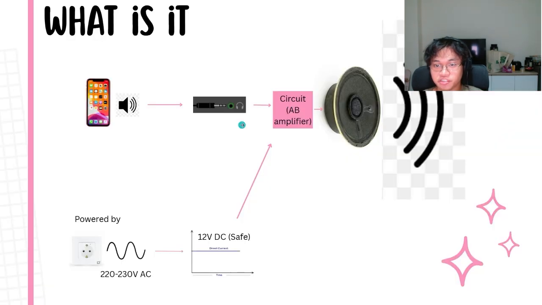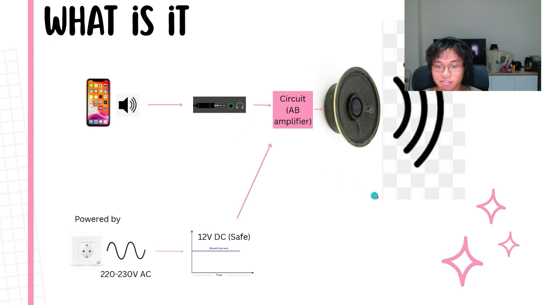So, in short, we're just trying to make an amplifier circuit, or a speaker amplifier circuit, that receives input from a 3.5 millimeter jack that you can connect to your phone or your laptop or whatever device, and it takes that small signal and amplifies it so that the speaker can play it loud and clear.